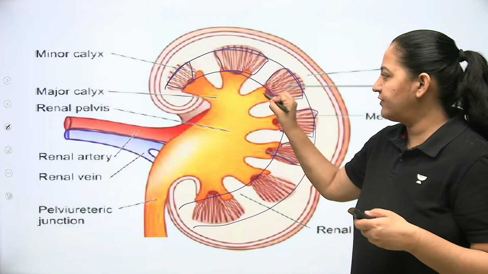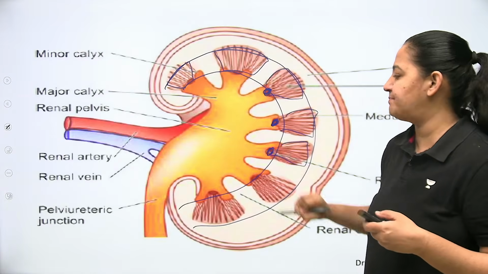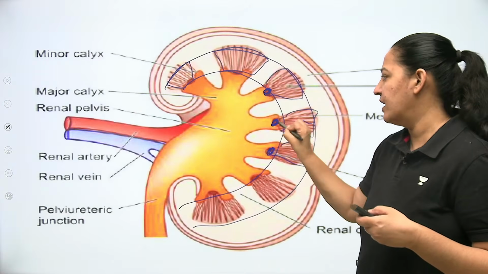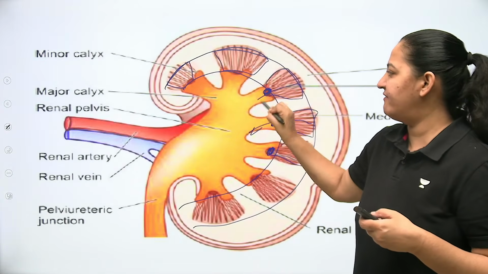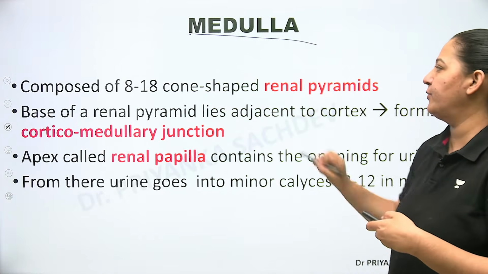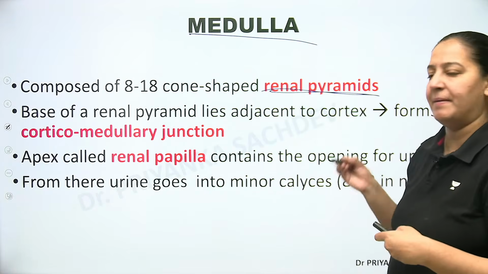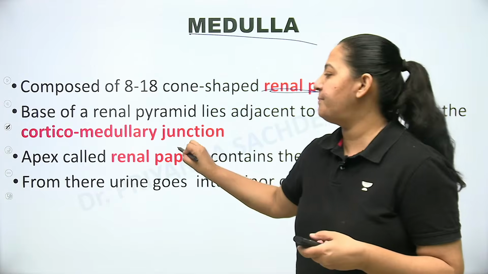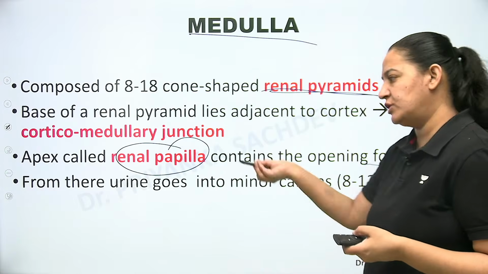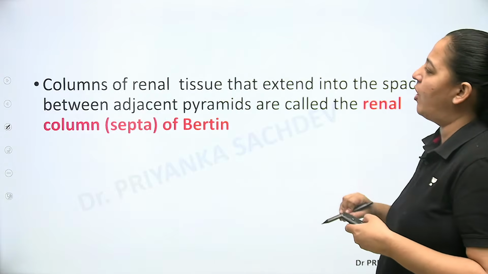Now the tip of the pyramid, can you see the apex of the pyramid? The apex of the pyramid is known as the papilla. So whatever filtrate or urine is formed here will be sent into the pelvis of the kidney via these papillae. So inside the medulla, there are multiple pyramids, known as renal pyramids. The apex of the pyramid is known as the renal papilla, the opening for the urine into the pelvis.